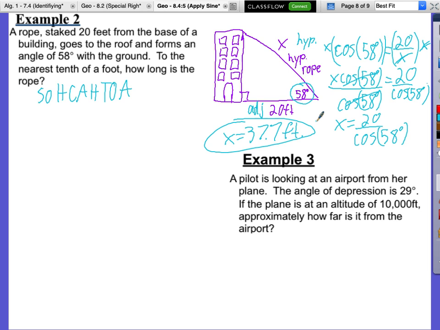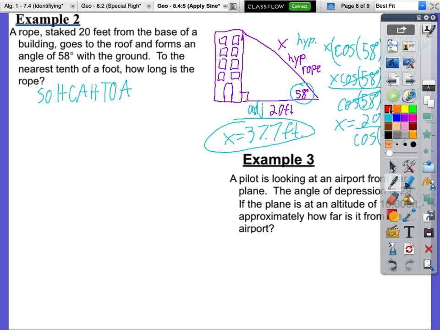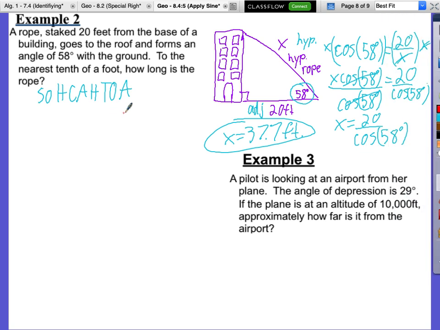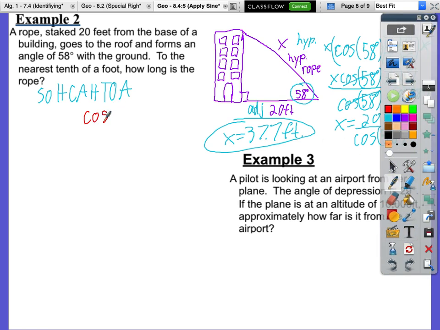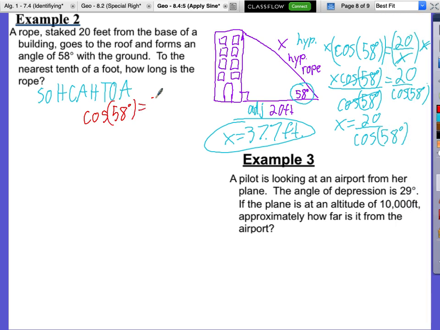Mathematically, we can also think of it this way. When we get to this point, cosine of 58 degrees is equal to 20 over x. If it helps us, we can ask what is cosine of 58 degrees, and type that into our calculator. What is cosine of 58 degrees rounded to 4 decimal places? 0.5299. So you can replace it there. Would this help you do the math better maybe?